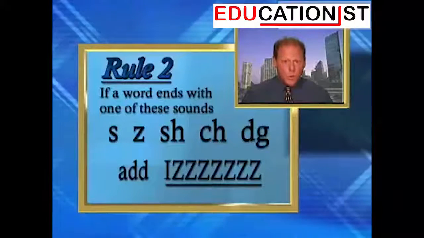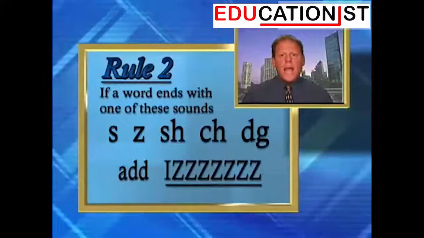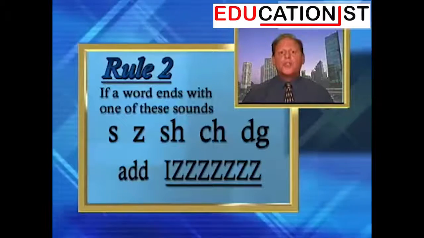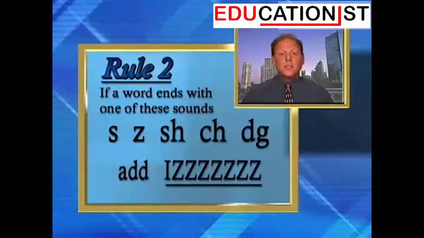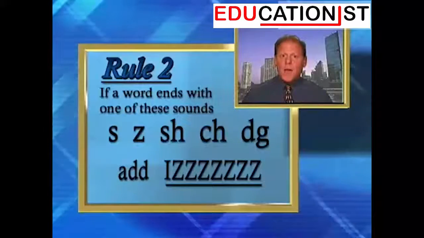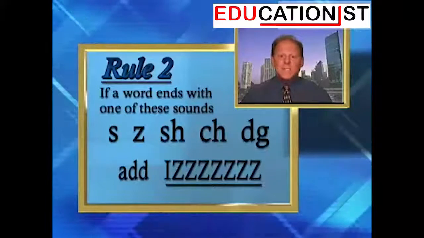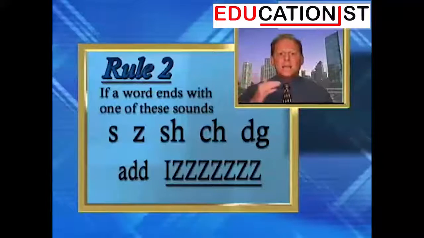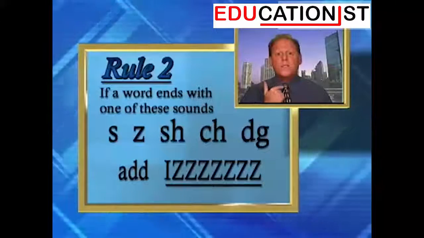But on rule number 2, now this one you probably do not do, so pay close attention to this rule. When adding an S to a word to make it plural, if a word ends with any of these sounds, S, Z, Sh, Ch, or J, as in judge, and don't worry, you really don't need to memorize this, it will become automatic. When you add an S ending, this time we always add the ending is with a voiced Z.